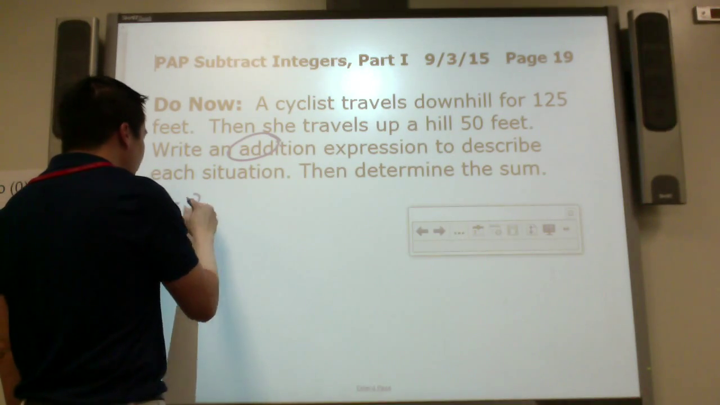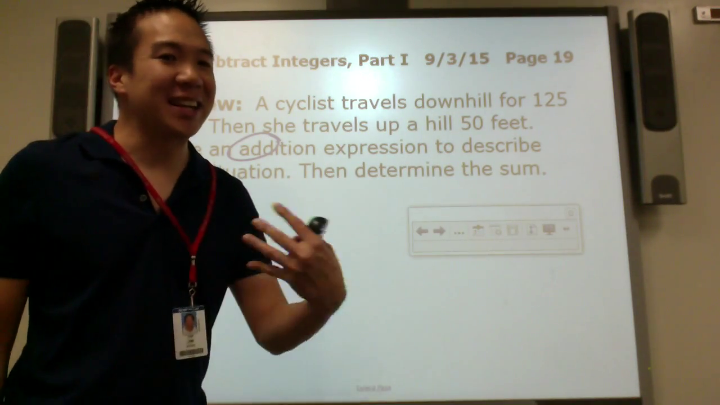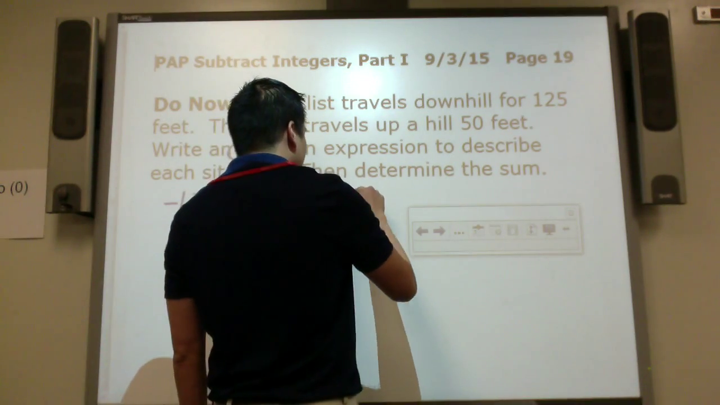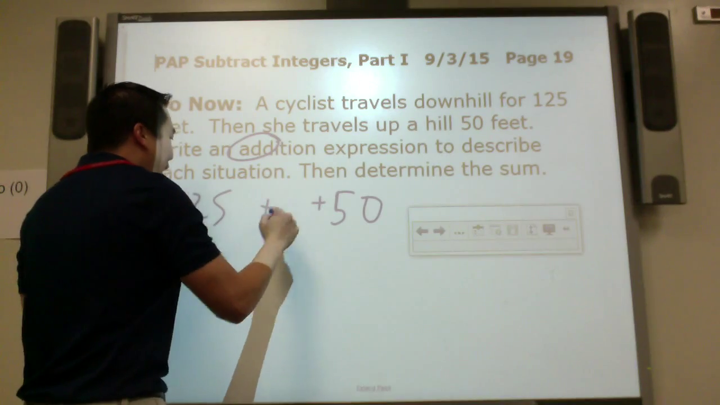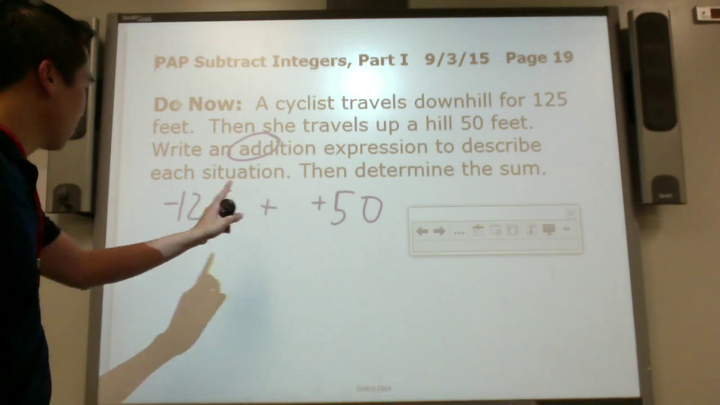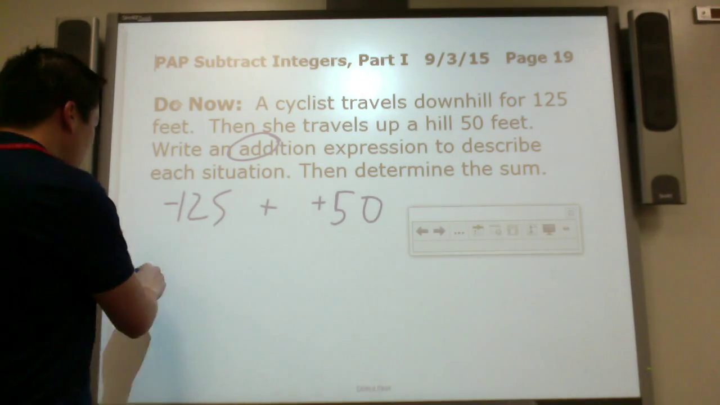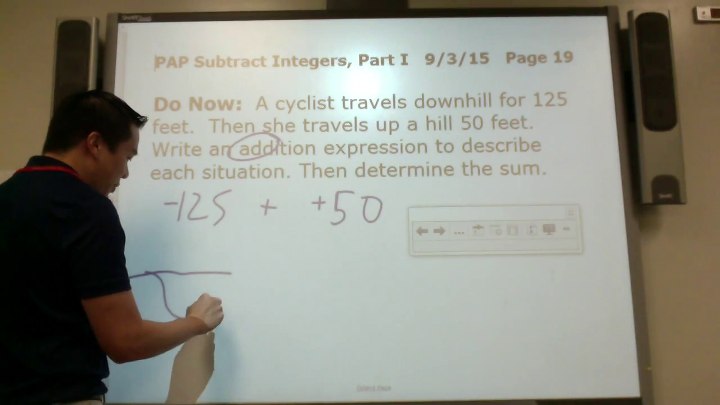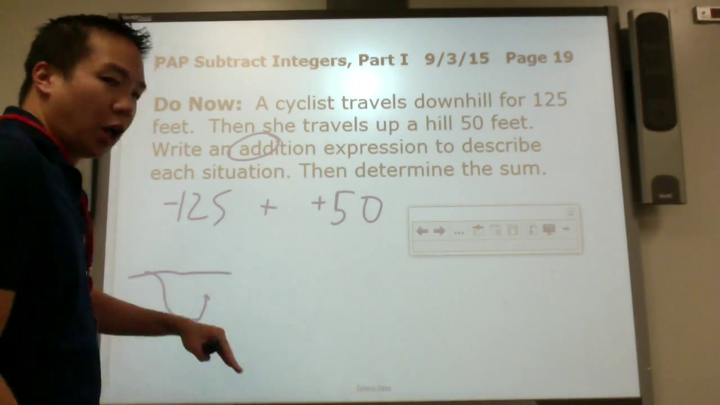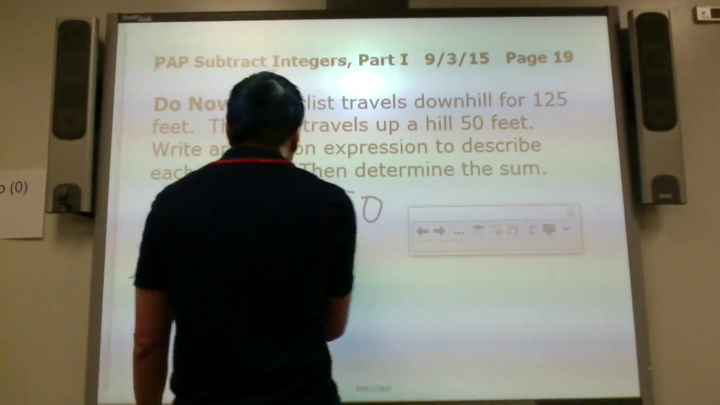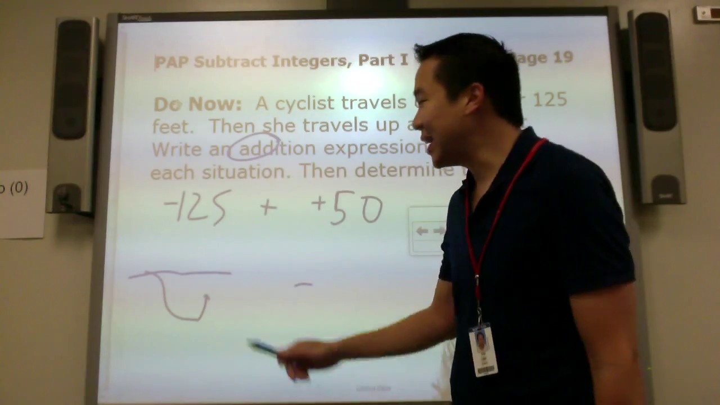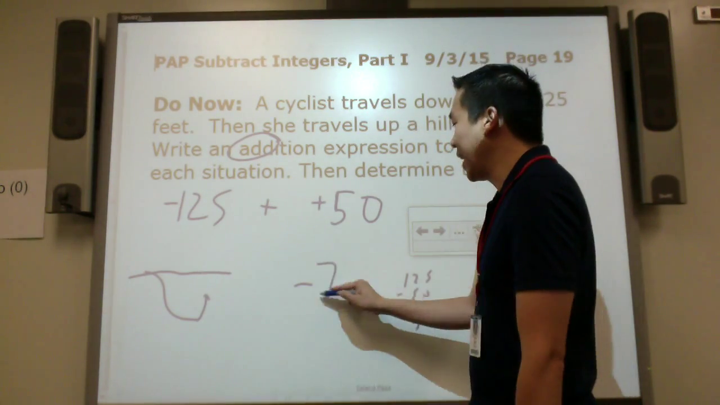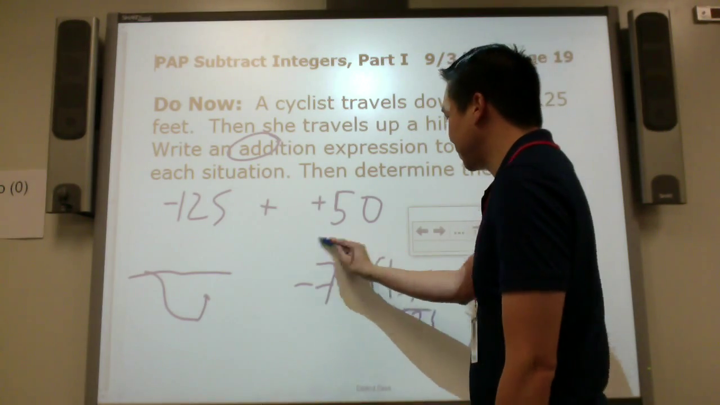So downhill means to write it as an integer is a negative whole number. Then she travels up a hill as a positive whole number. It says write an addition expression. Let's say she went down, so let's imagine, here's land. She went down a hill 125, and then she went up 50. So she's still below her starting point. So there are more negatives. How many more negatives are there than positive? If you subtract it, it'd be negative 75 feet is the answer.